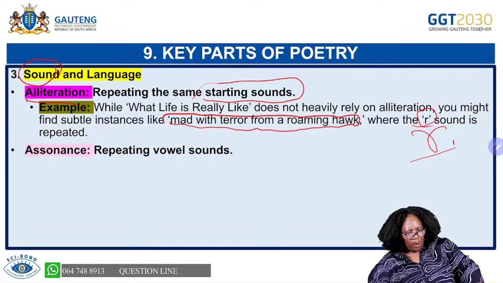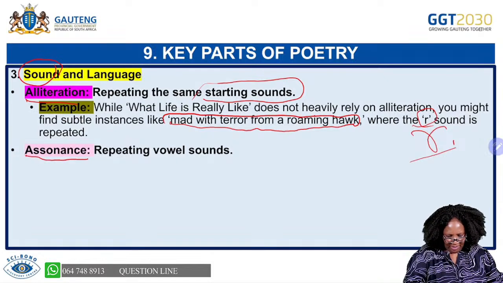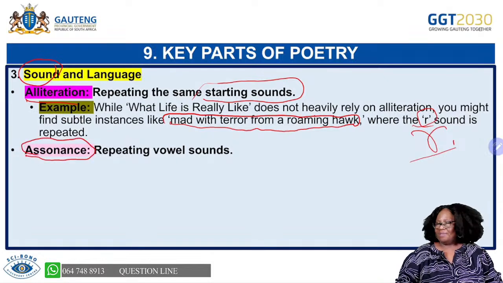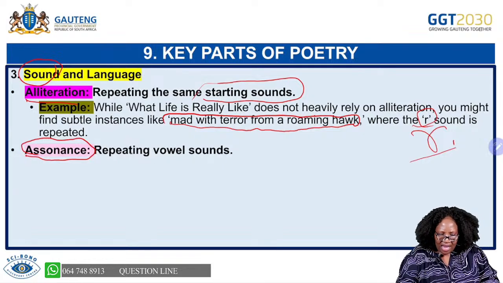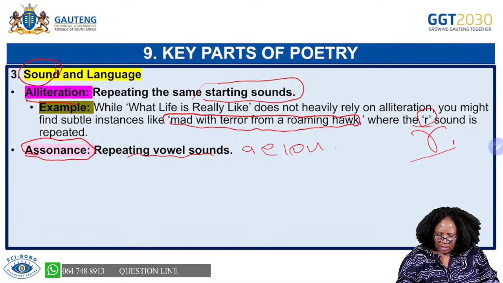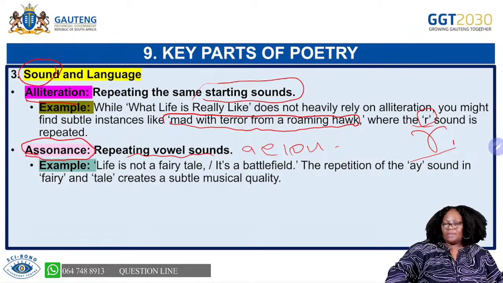Key parts of poetry focuses also on what? On assonances. What are assonances? Assonances are repetition of vowel sounds. You know vowel sounds, isn't it? Your A, E, O, U. So that's the repetition of the vowel sounds.